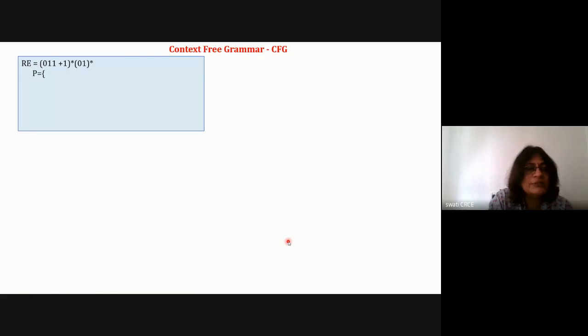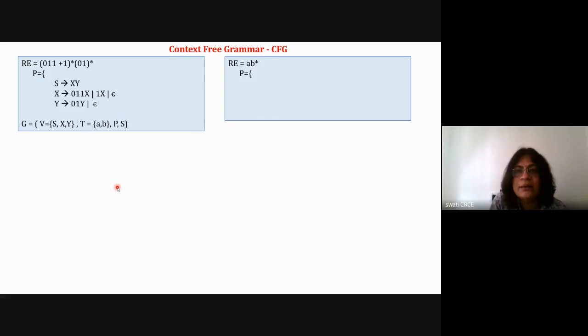Now the next problem is 011 plus 1 string or 01 string. So it can be divided into two portions, X and Y. My X will be either 011X or 1X or epsilon. And Y will be 01Y or epsilon. Okay, so this was also simple. Then AB star is also simple.